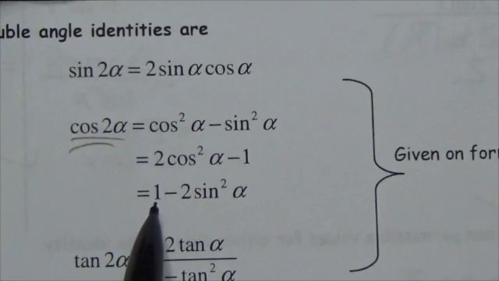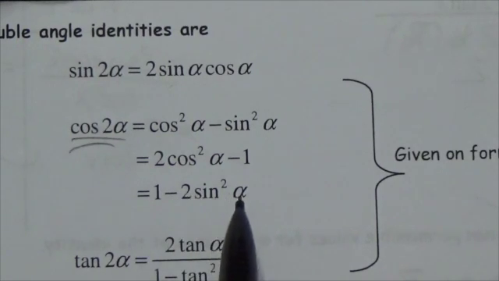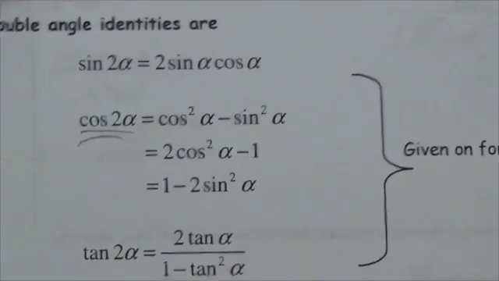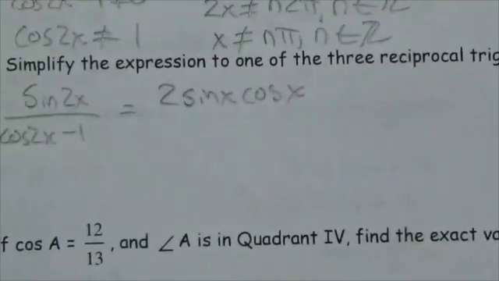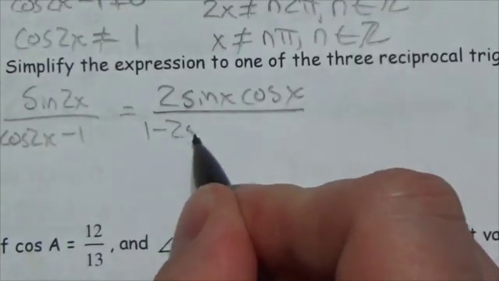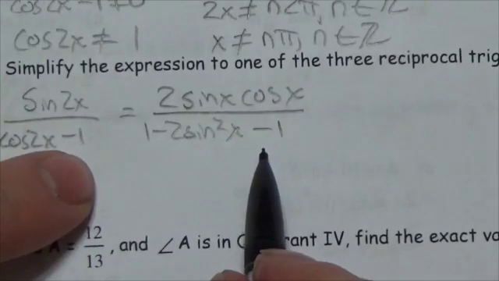But look at this last one here. If this is cosine of 2 alpha, or 2 theta, this will become 1 minus 2 sine squared theta. Now, if I subtract 1 from that one and that one will cancel. I like that. So that's what I'm going to do. Right here, I am going to write this as 1 minus 2 sine squared x minus 1.